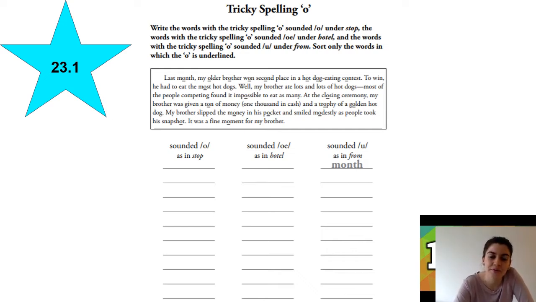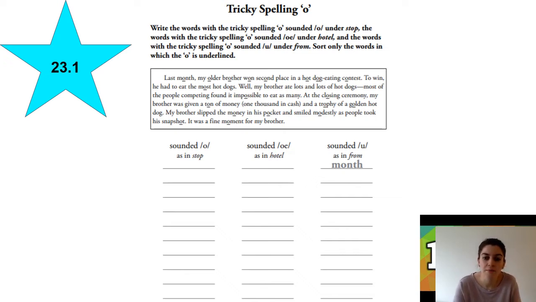You're going to read the story and look out for the words with the letter O in them. Some of those words are not underlined. Make sure that you're only writing down the words with the underlined O's. Those are the ones we want to focus on today. After you read the story, you're going to write down the words that have the O's underlined in the matching column. We have three columns underneath the story.